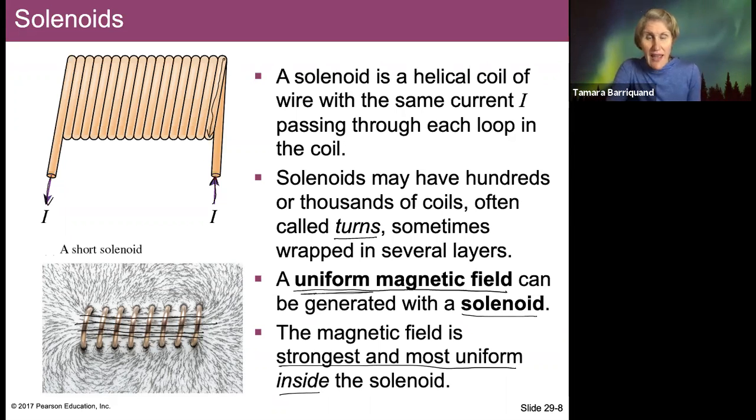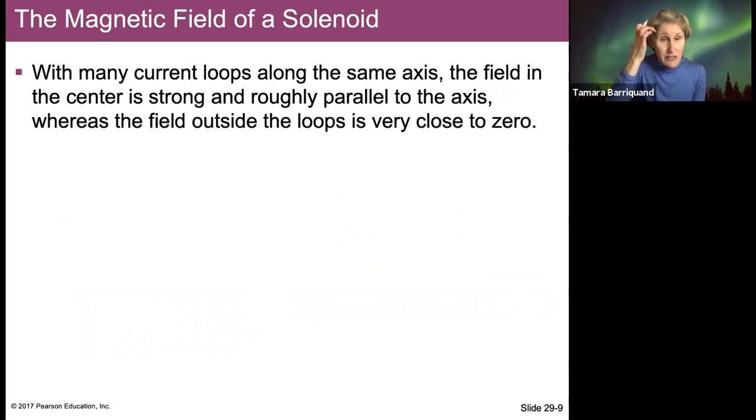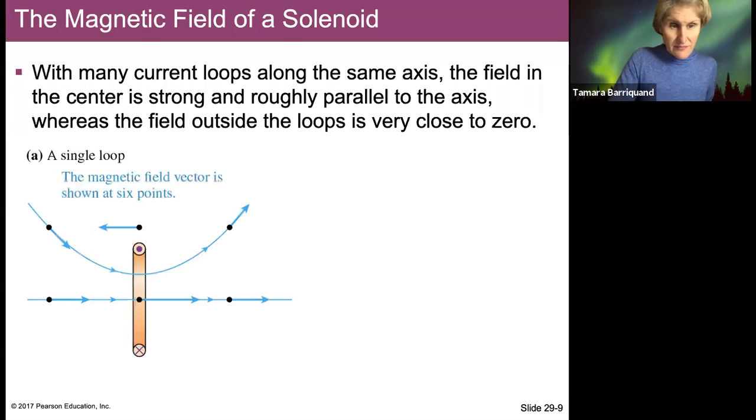Let's look specifically at the magnetic field of that solenoid. With many current loops along the same axis, the field in the center is strong and roughly parallel to the axis, whereas the field outside the loops is very close to zero. So here is just a single loop. And here the magnetic vector is shown at 6 different points.